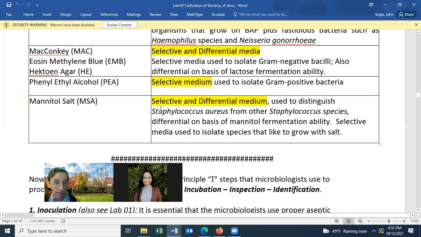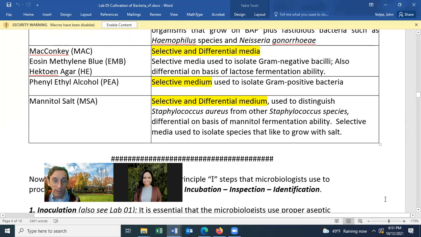So that's selective. It's also differential in that it allows you to distinguish between bacteria that can ferment the sugar mannitol. If they ferment the sugar mannitol, they will have a yellow ring around them. And if they don't ferment the sugar mannitol, they will be the normal color of the mannitol salt plate, which is a pinkish purple color.